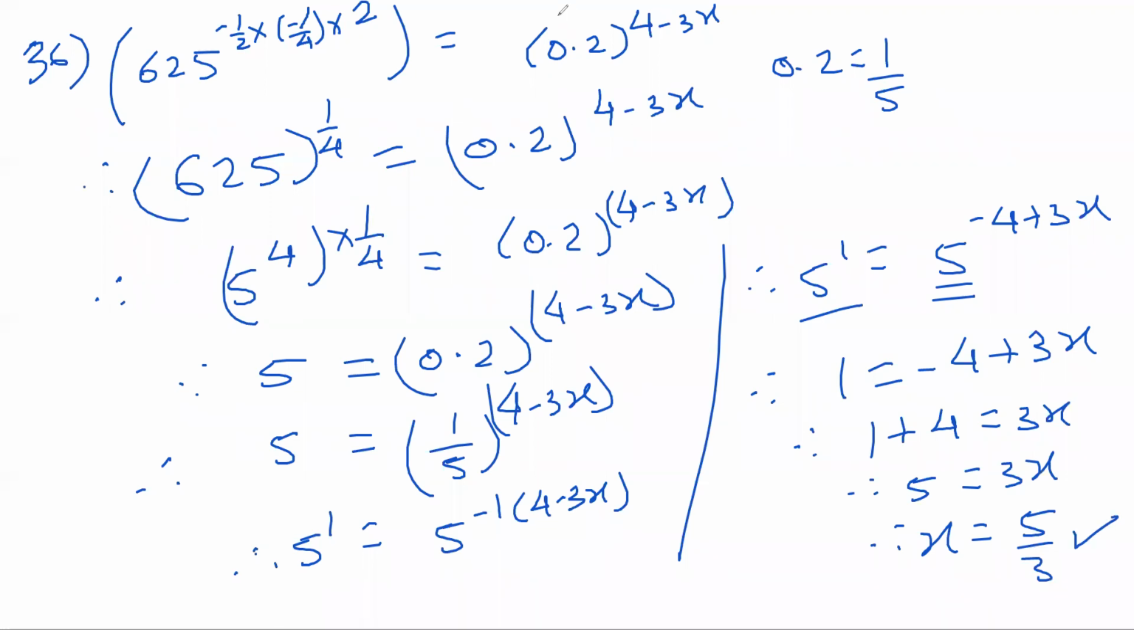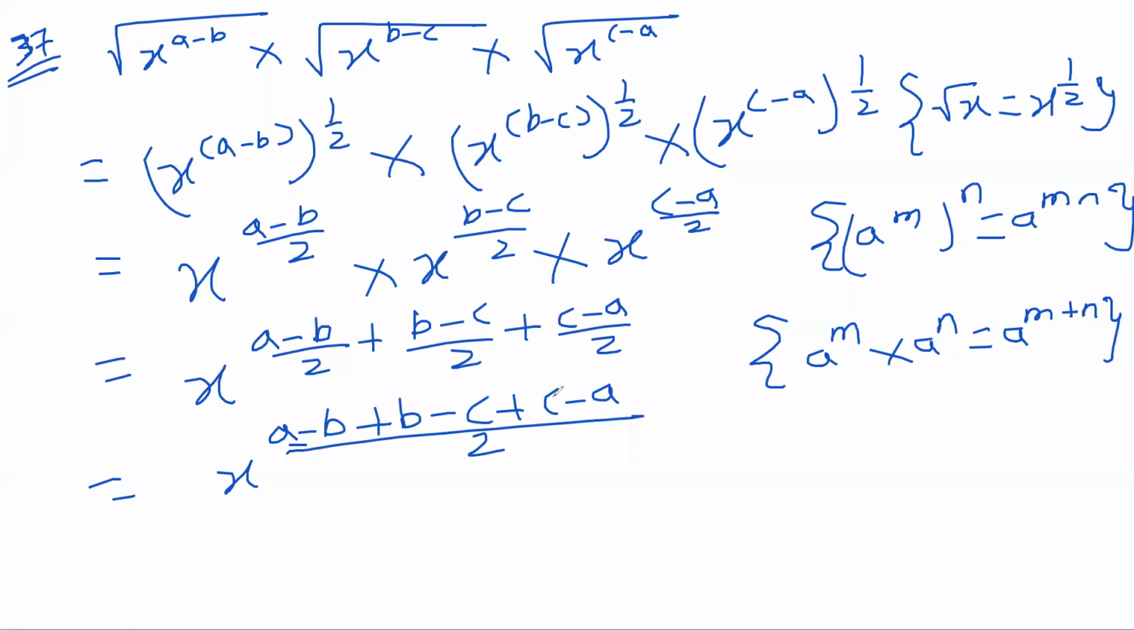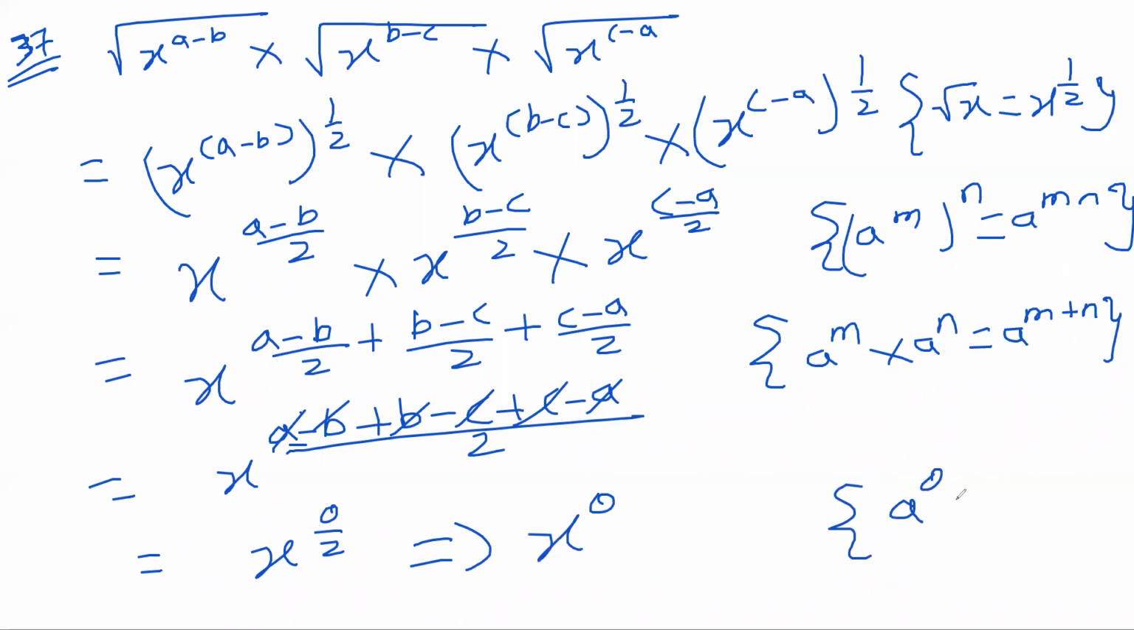Correct? Do you observe? You cancel all of them. What do you get? X raised to 0 upon 2. Anything divided by a non-zero number is always 0. That means you get x raised to 0, but a raised to 0 is 1. So you get 1. So what is the answer? 1. 1.